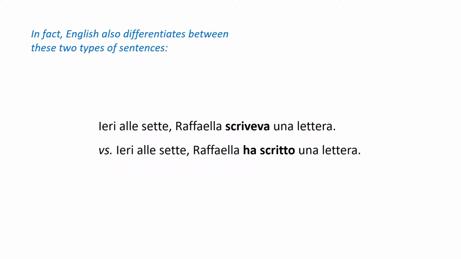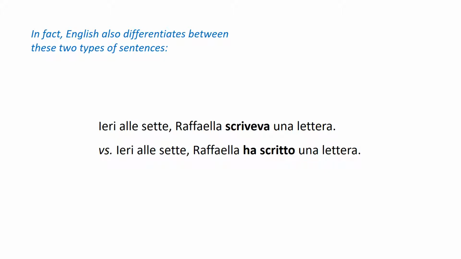In fact, you need these two types of translations, the past continuous and the simple past, to make distinctions in English as well as in Italian. You can compare these two sentences. Ieri alle 7 Raffaella scriveva una lettera. Yesterday at 7 Raffaella was writing a letter. This sentence in Italian as well as English focuses on the duration of the activity. You want to describe an action that is unfolding in the past.